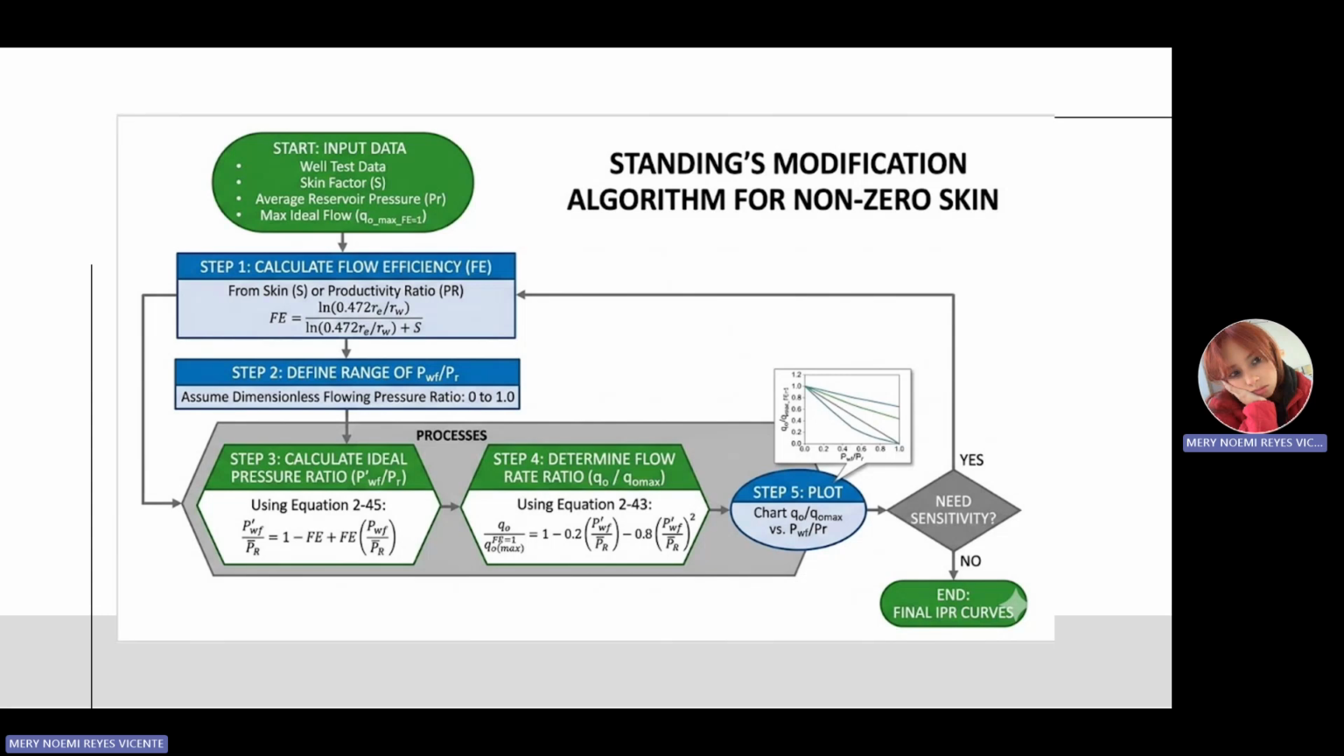This flowchart summarizes the entire logic. We start with our input data: skin factor, test pressures, and reservoir conditions. We move through the four main processes: calculating FE, assuming a pressure range, finding the ideal pressures, and determining flow rates until we can plot the final IPR curve. If we need to perform a sensitivity analysis, for example, to see the effect of a future stimulation, we simply iterate the process with a new FE value.